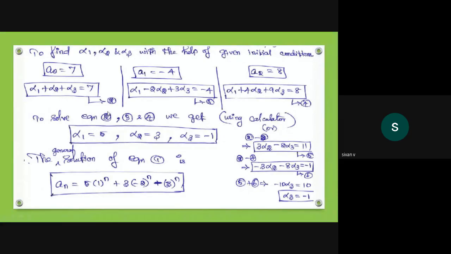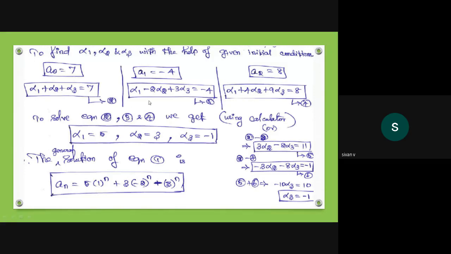You can solve it yourself, manually or with a calculator, any one method. I'm telling a short procedure. First, among these three equations, if possible, eliminate any one term, that is alpha 1. Using the second and third, eliminate alpha 1. In the same way, using the third and fourth, eliminate alpha 1.